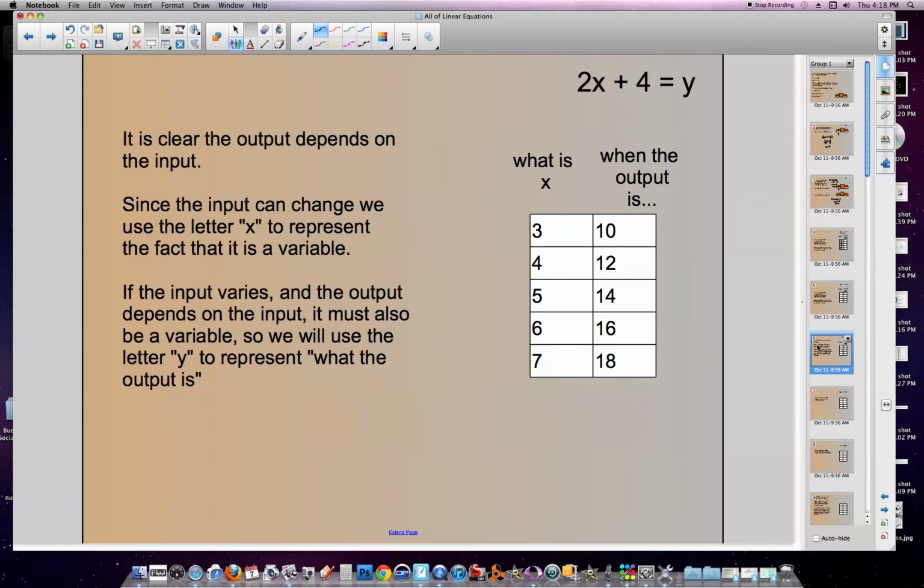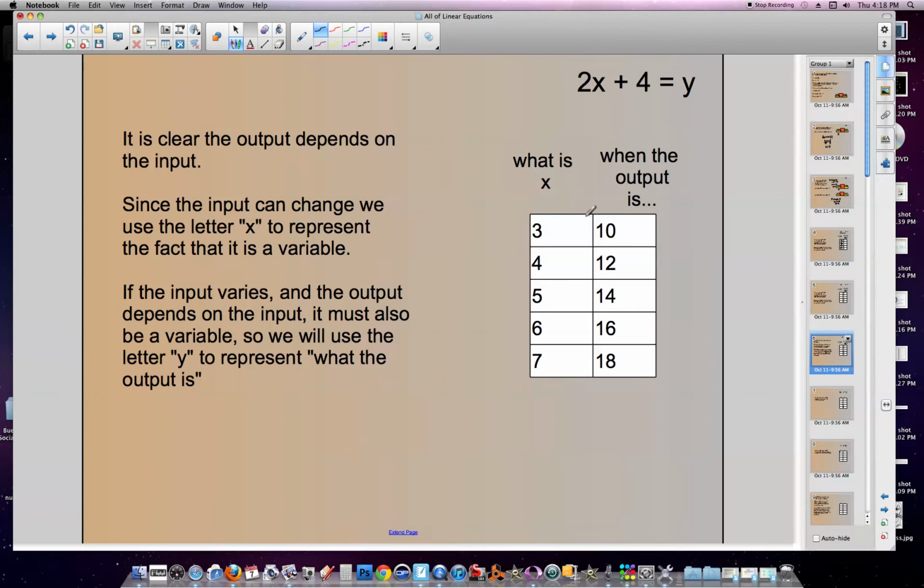It's clear that the output depends on the input. With our function staying the same, the input determines what the output's going to be. When x is 3, then the output's 10. When x is 4, the output is 12. When x is 5, the output is 14. And in general, it's important to realize that there's this relationship between what goes in and what goes out. And that's what linear algebra is all about studying, the relationship between what goes in and what goes out.